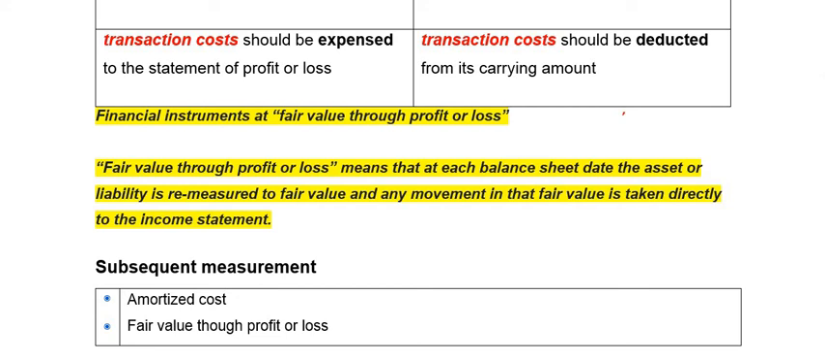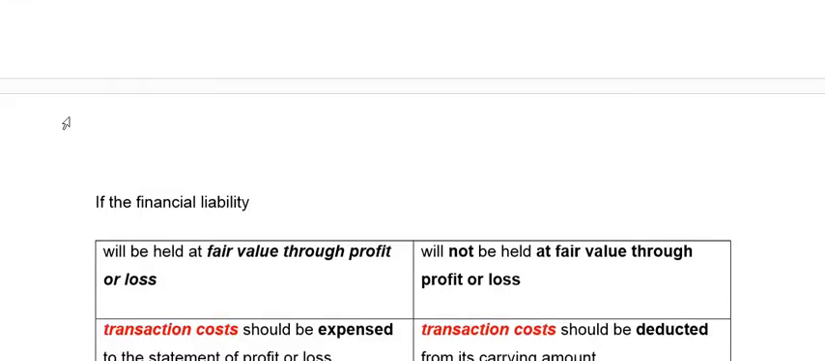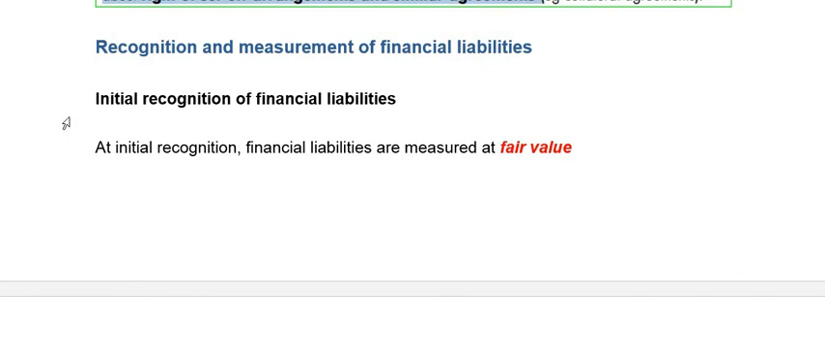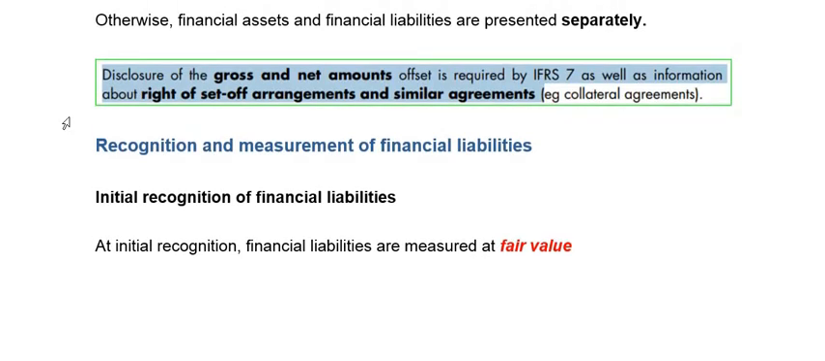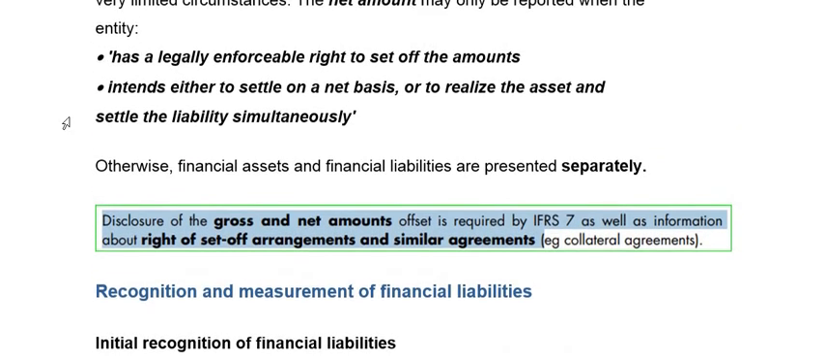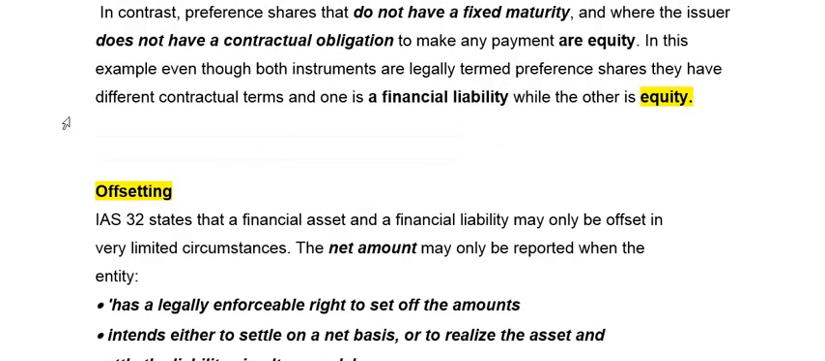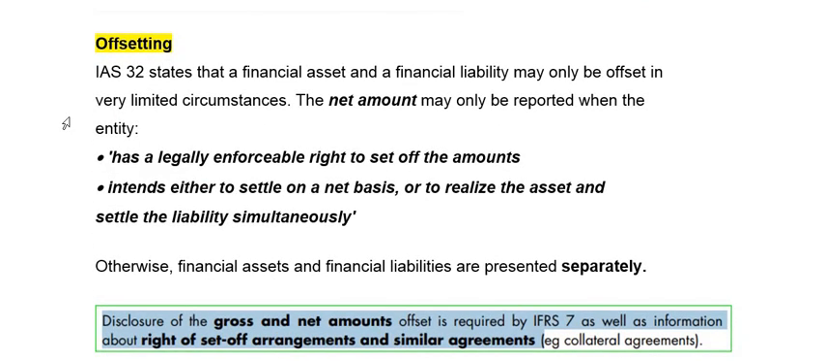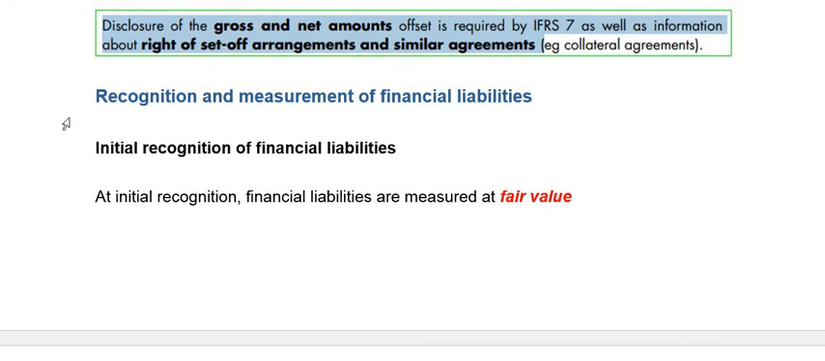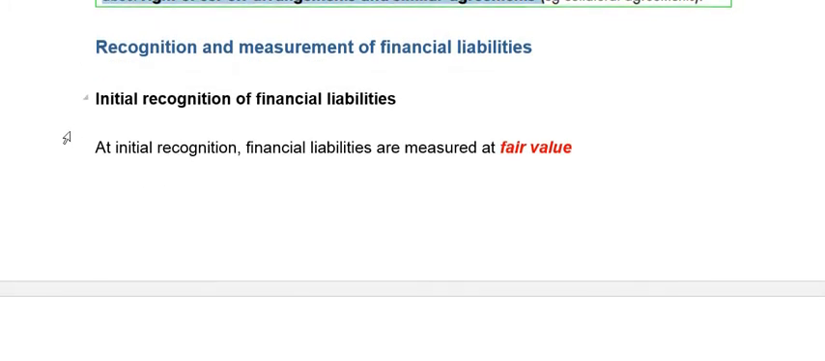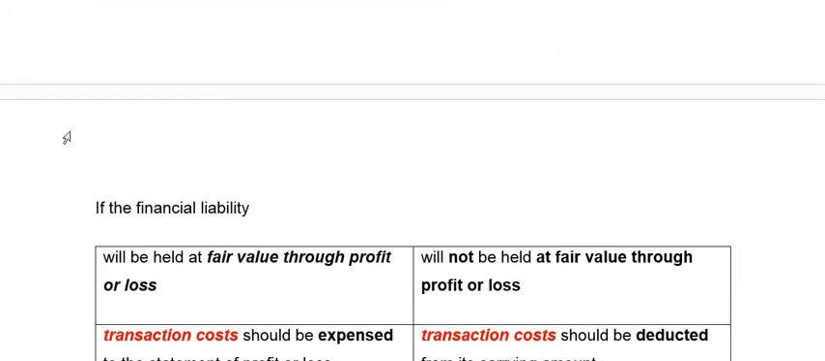Okay guys, we have already discussed the definition of financial instrument. We have discussed what is financial asset, what is financial liability, and then equity instrument, then offsetting, then recognition and measurement of financial liabilities. Initial recognition, we have discussed that initially we measure financial liability at fair value.